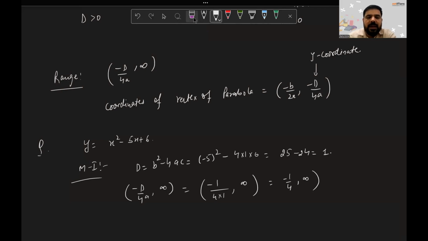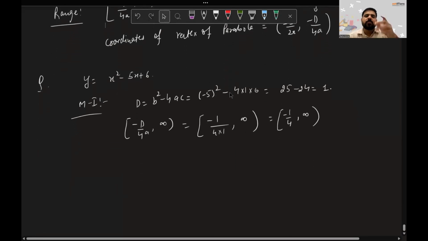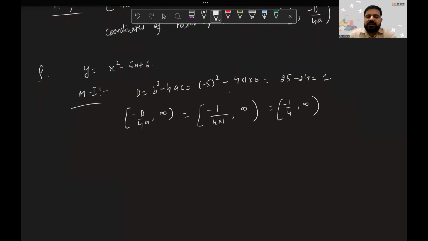Minus 1 by 4 can be attained. That's why we'll be having a closed bracket at minus d by 4a, or a closed bracket at minus 1 by 4. Right? And similarly, we'll make a change here also. This is going to be a closed bracket because this value is attained by the quadratic expression, and this is the minimum value in this case. Right? This is one of the methods.